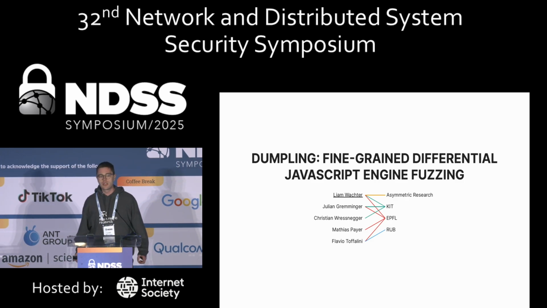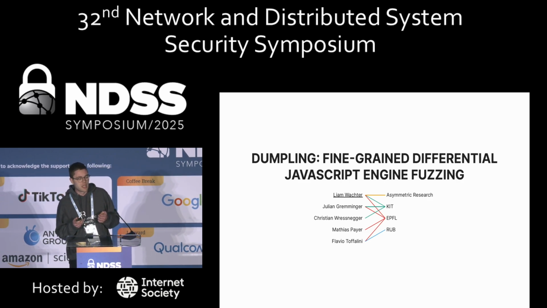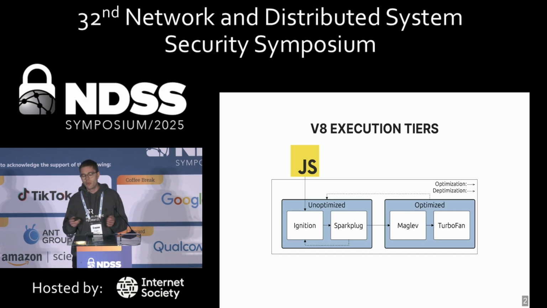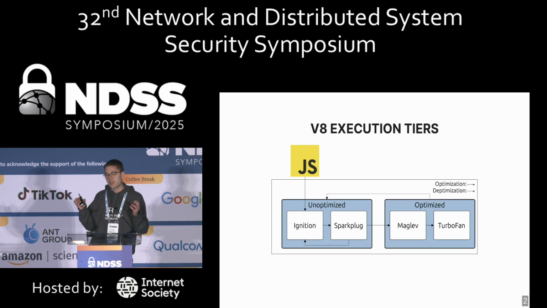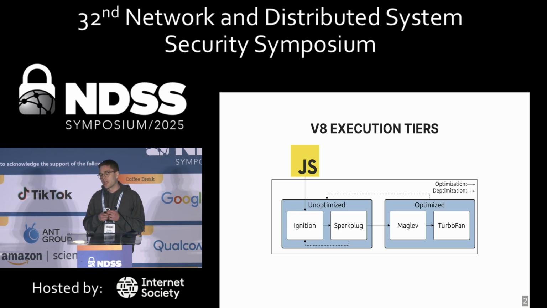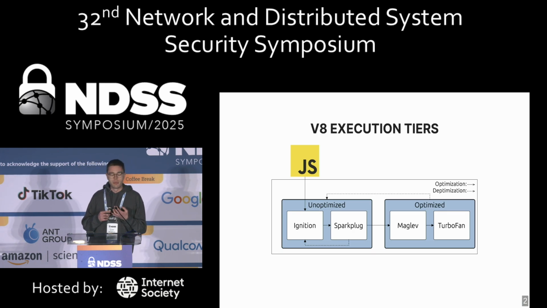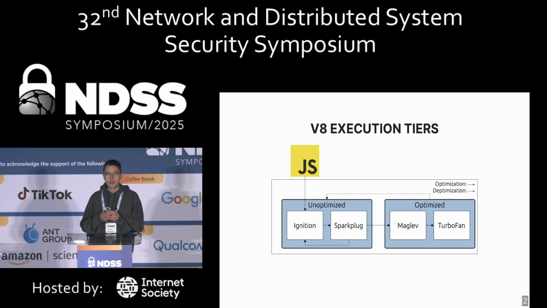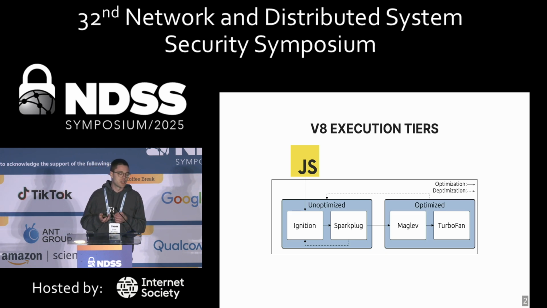To find vulnerabilities in a JavaScript engine, let's first look at a high level what happens if V8, the JavaScript engine running in all Chrome-based browsers, executes a snippet of JavaScript. This snippet may be passed back and forth through four so-called execution tiers. There is Ignition, the interpreter, as well as Sparkplug, Maglev, and Turbofan, which are just-in-time JIT compilers which differ in the amount of speculation they apply and optimizations they do.